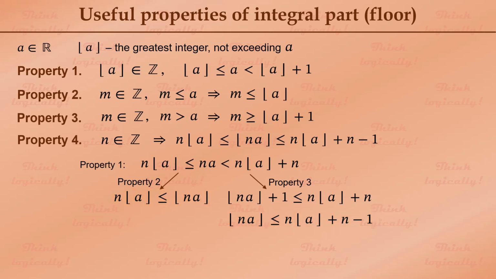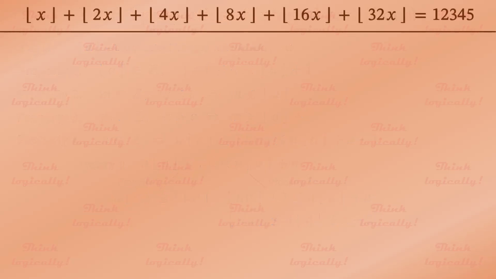Now it's time to get back to the given equation, and I will copy property 4 for convenience. This will give you an advantage over the year 1981 contestants, so I invite you to pause the video and try solving the equation on your own.